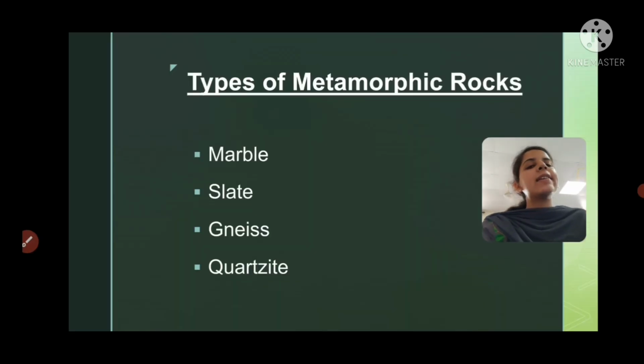So students, let's talk about types of metamorphic rocks. So here are 5 kinds of metamorphic rocks. As we know, metamorphic rocks are formed when igneous and sedimentary rocks are subjected to immense heat and pressure inside the earth, right? So metamorphic rocks are formed from igneous as well as sedimentary rocks. So we have 5 kinds of metamorphic rocks. These are marble, slate, gneiss, quartzite.